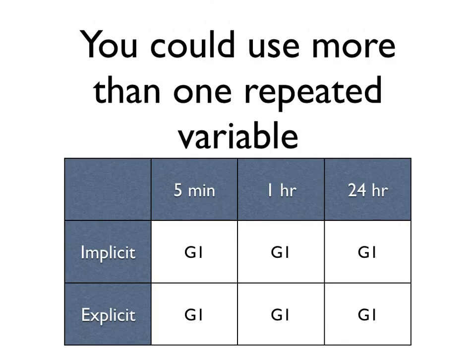You can have more than one repeated measures variable. So the randomized block, or the repeated measures, is a special case of randomized block. You could have, say, five minutes or an hour or 24 hours retention interval, implicit and explicit memory, and we're going to test the same people. All group 1. Wow. How are we going to deal with that?